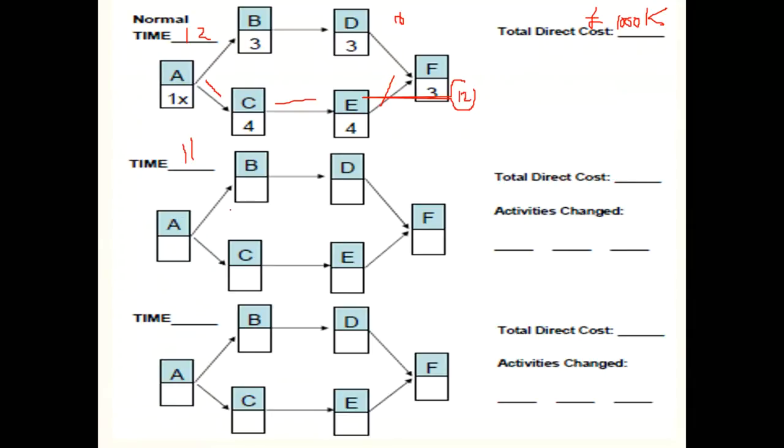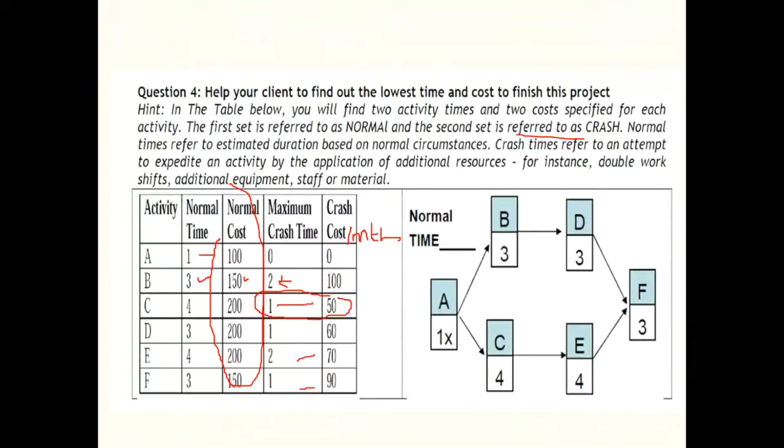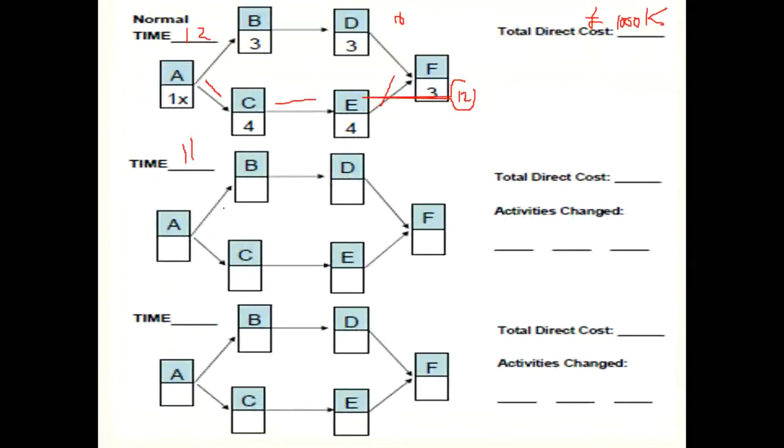So if we crash activity C, it can be crashed by 1 week, and it involves 50. That would mean that the time for activity C would go down from 4 months to 3 months, and I have put an X with it, which means that this activity can no longer be crashed, because the table suggests that this activity can be crashed only once. So all the other information remains the same except these differences. E would remain 4, F would remain 3, B would remain 3, and D would remain 3.